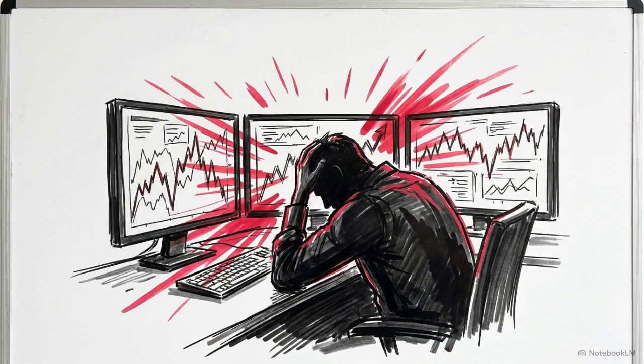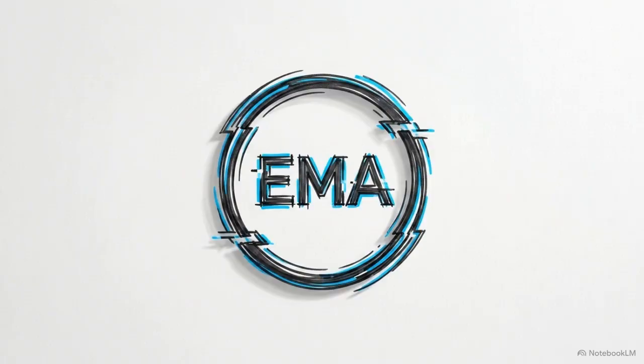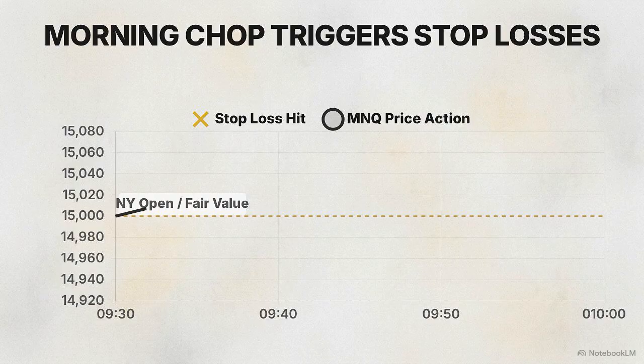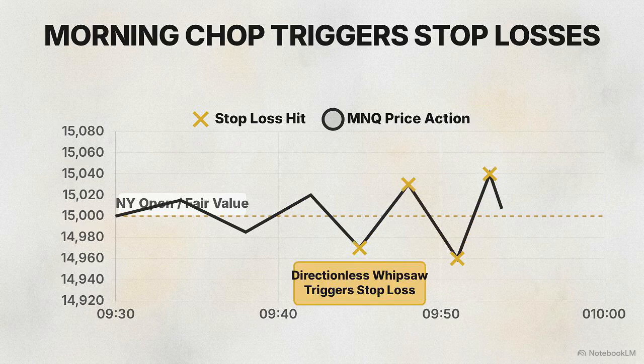The most common failure point for developing traders is the early New York Open. When you rely on technical indicators in isolation, the volatility of the morning session will routinely chop you out, forcing you to take losses in a directionless market.